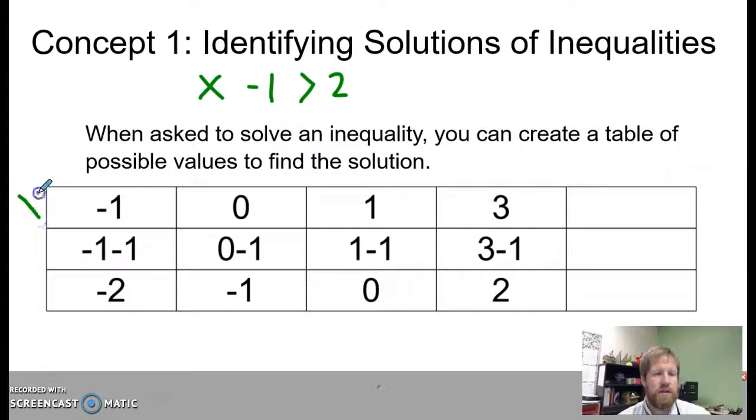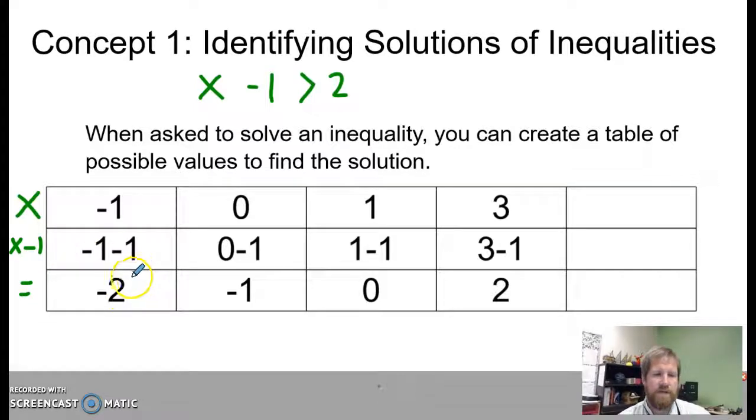You're choosing values for x. You should choose at least one negative value, 0, and one positive value. And then you're going to plug those values in. So I have x minus 1 in my second row, and then you'll have the result, or whatever that side of your expression is equal to.